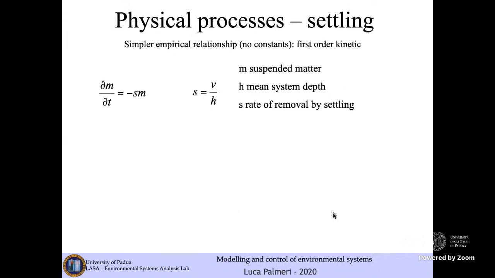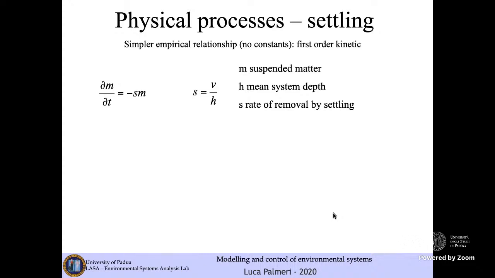This is a way of calculating by explicit application of Newton's laws, that are the laws that describe the movement of a particle in a gravitational field. We may obtain these expressions for the settling velocity. There are other ways of modeling this kind of process. In particular, you may model the process of settling by a simple empirical relationship in which you introduce a first-order kinetic dynamics.